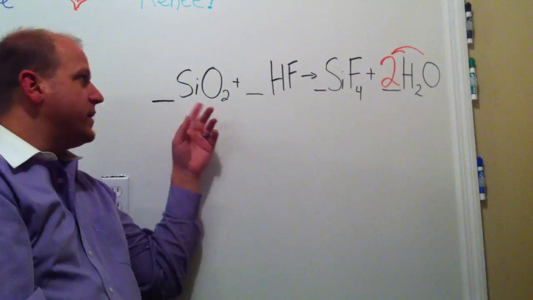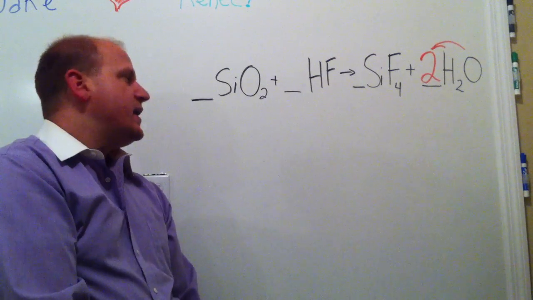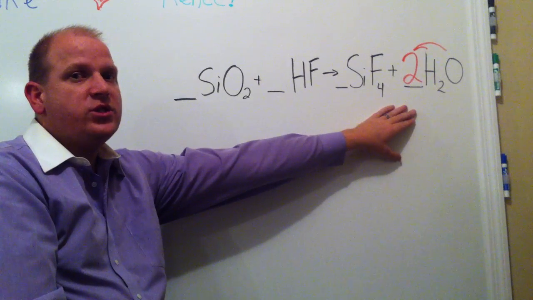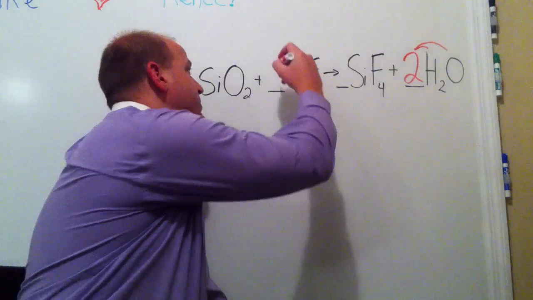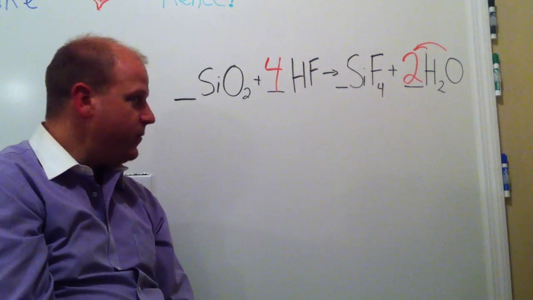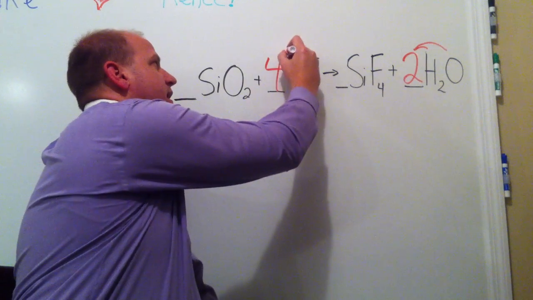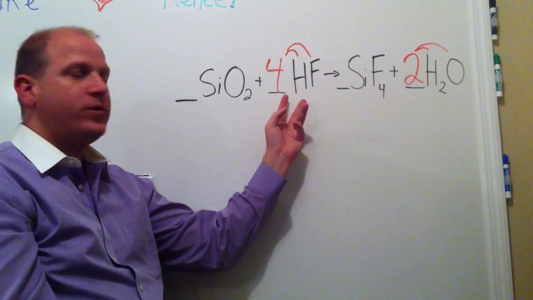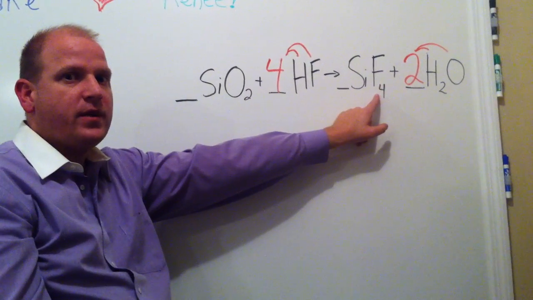So then we go to our next molecule, hydrogen. We've got one hydrogen molecule on our reactant side. We go on to our product side. We've got 4 molecules of hydrogen. So what do we multiply our one hydrogen by to get 4? We multiply it by 4. So now we've got 4 hydrogen. So then we look at our fluorine. Now remember, this 4 is going to multiply both the H and the F. So now we have 4 molecules of fluorine on our reactant side. We go to our product side. We have 4 molecules of fluorine.